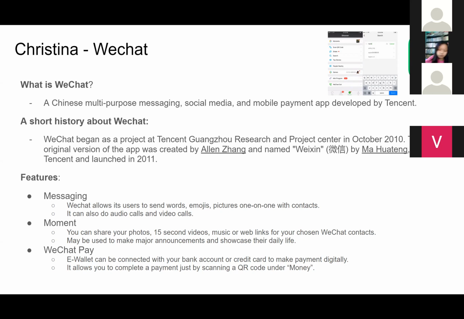And also finally, WeChat Pay, which allows you to complete the payment just by scanning a QR code. An e-wallet can be connected with your bank account or credit card to make payment digitally.